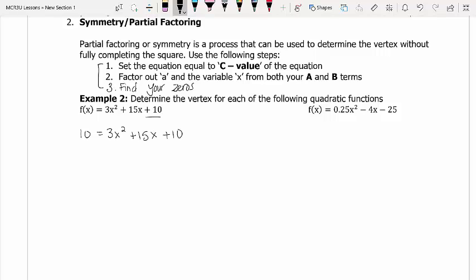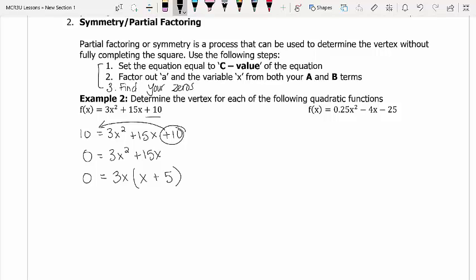Okay, then let's simplify the equation. So we'd bring 10 to the other side, okay, so that we can combine like terms. We're going to get 0 equals 3x squared plus 15x. Step 2 is factor A and the variable x from your A and B terms. So our A value is 3, and factor out an x. We're left with x plus 5.